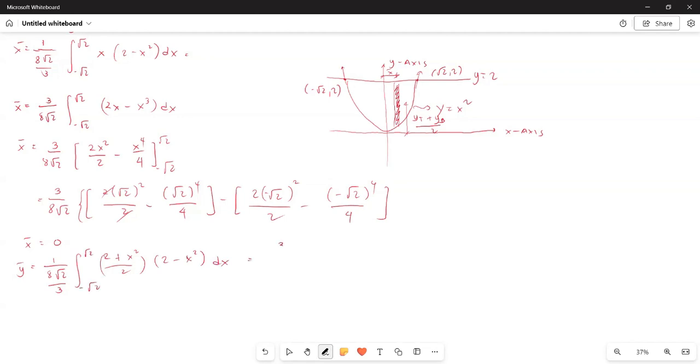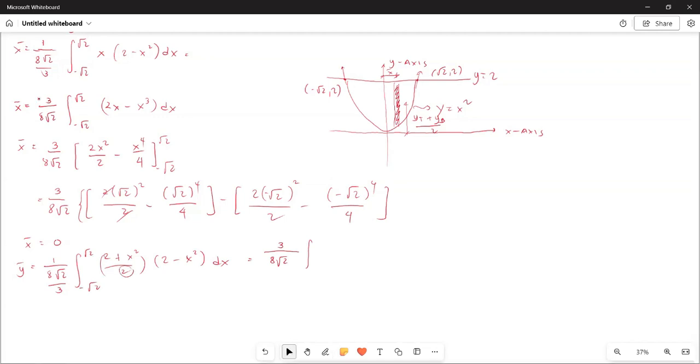So simplify lang natin. We have 3 over 8 square root of 2 integral of yung 1/2 is ilalabas ko na. So magkakaroon dito ng 1/2. So integral of, meron kang 2 plus x squared tapos times 2 minus x squared. So yan ay magiging 4 minus x raised to 4 dx. Limits negative square root of 2, positive square root of 2. Simplify pa natin, meron tayong 2 over 16 square root of 2. And then pwede na tayo mag-integrate dito.